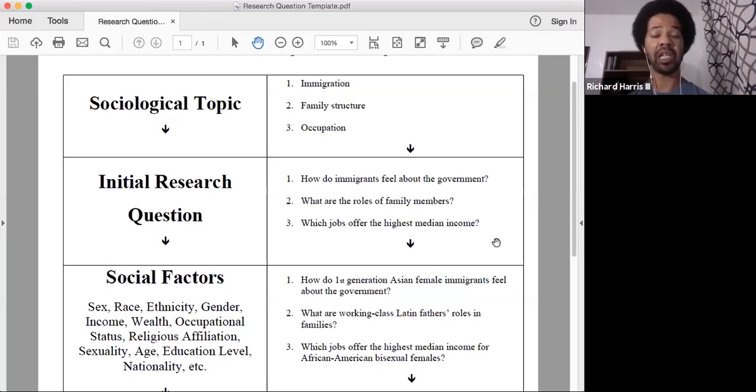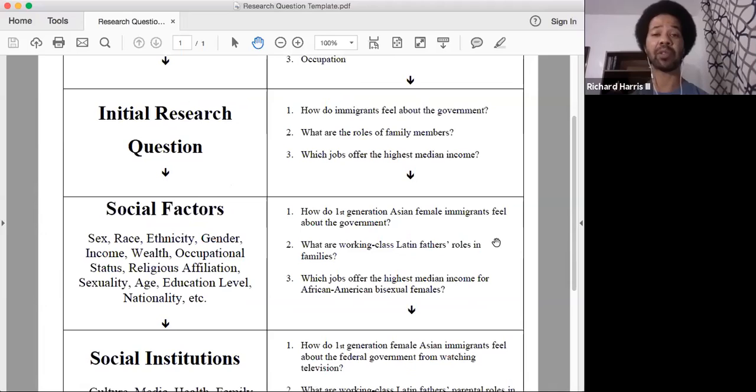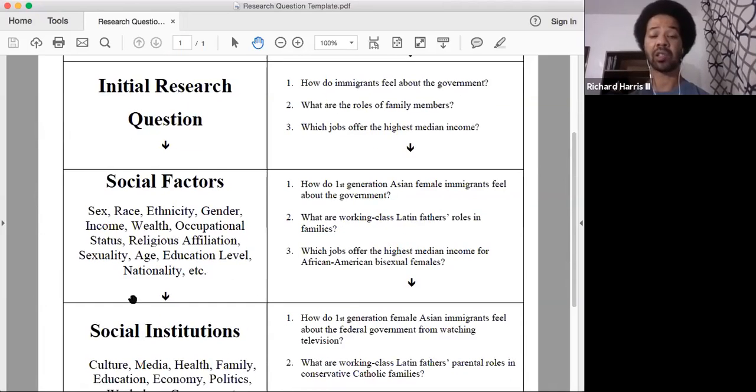So what we're going to do is add some social factors and also a social institution. Some examples of social factors are sex, race, ethnicity, gender, income, wealth, occupational status, and so forth. These are some factors in which we can look at different groups of people and separate them, and these social factors also influence the way these people actually see the world. If you think about your own sociological imagination, including these social factors in your own life, it influences how you see the world and also how people see you. So now let's take a look at our first question.